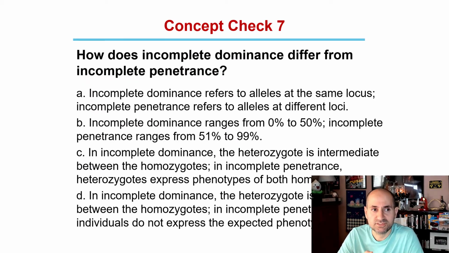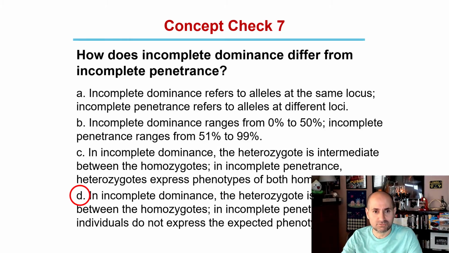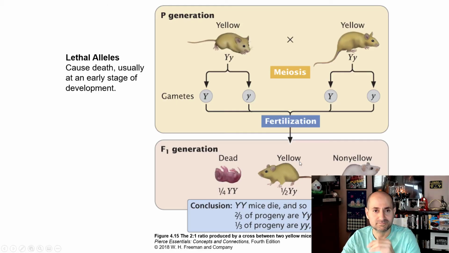So concept check number 7: how does incomplete dominance differ from incomplete penetrance? So we talked about this. I'm not going to read through all of these, but let's look at the answer. In incomplete dominance, the heterozygote is intermediate between the homozygotes. So you've got, for example, the pink flower. In incomplete penetrance, some individuals do not express the expected phenotype at all, right? So that's a completely different outcome there.